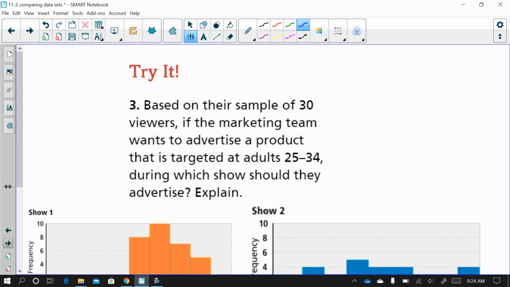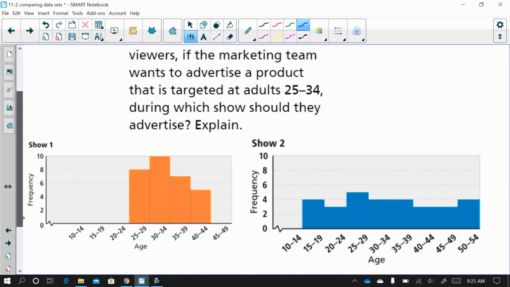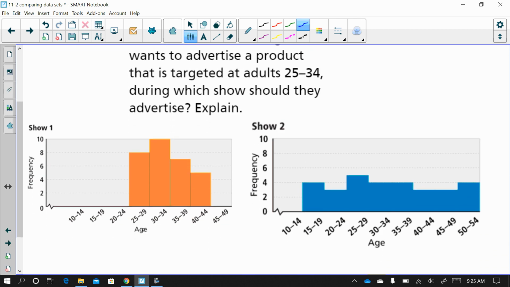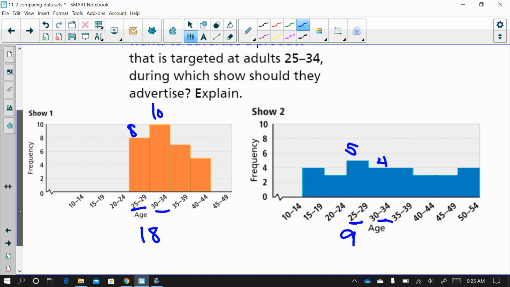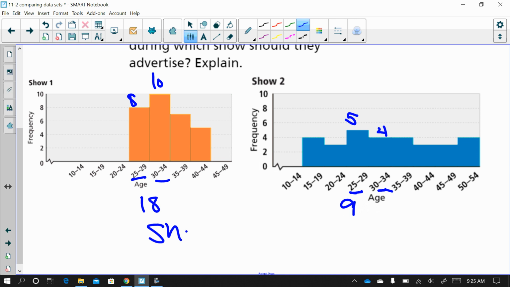Okay, using the same data, what happens if we want to target adults 25 to 34? Which show would you pick? So again, I'm checking 25 to 34, so I'm looking at these two bars. So I have 8 and I have 10, so I have 18 total. And then for show two, 25 to 34, looking at these two bars, I have 5 and I have 4, so I have 9 total. No brainer here, you would go with show one. Okay, lots more people in that category.